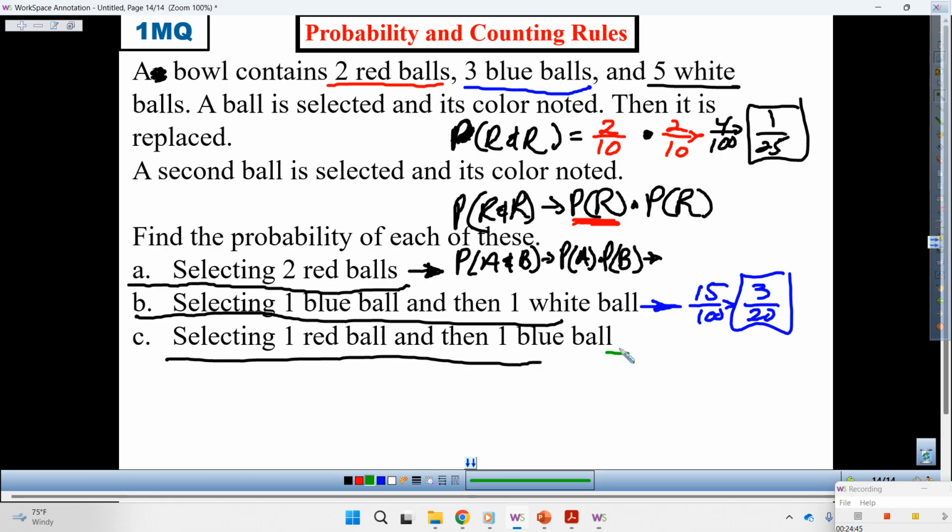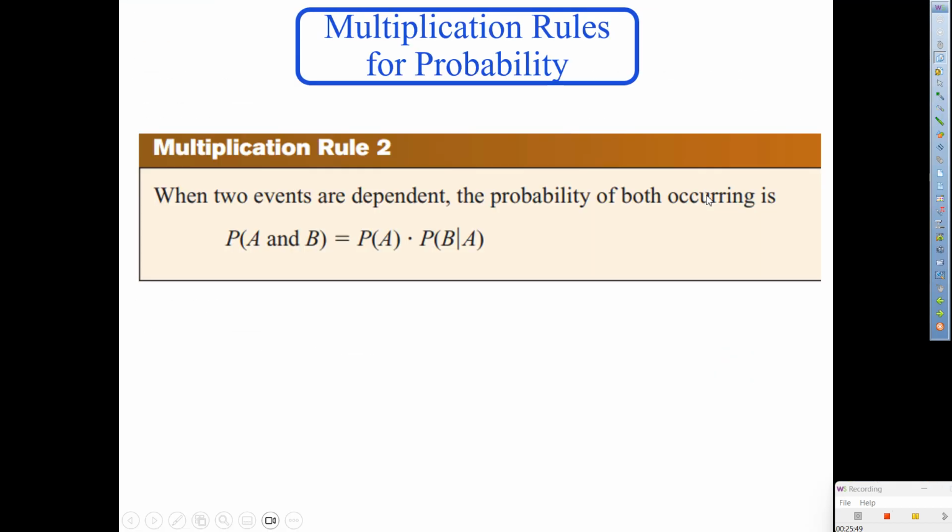Now let's go to C. Let's see what you got. And Mel's going to pass it to someone. Santi, what'd you get? 6 over 100, or 3 out of 50. Hands, have you got that? All right, so we're good with independence. Send that in, please, which takes us to dependent.